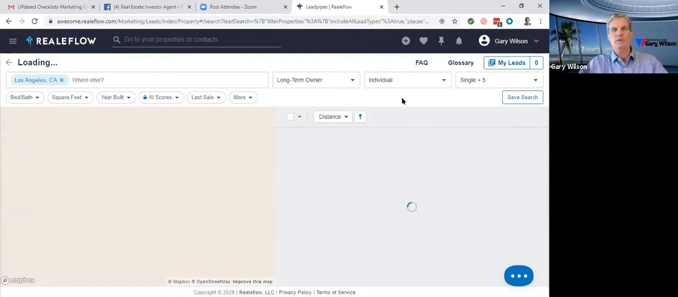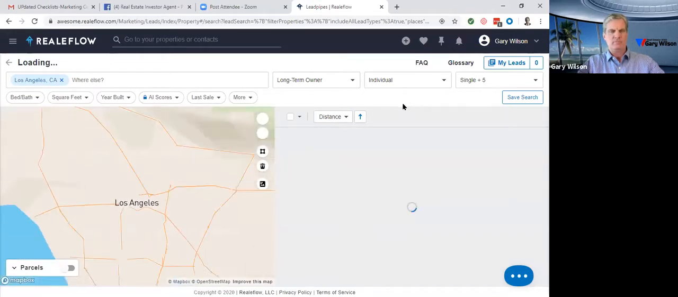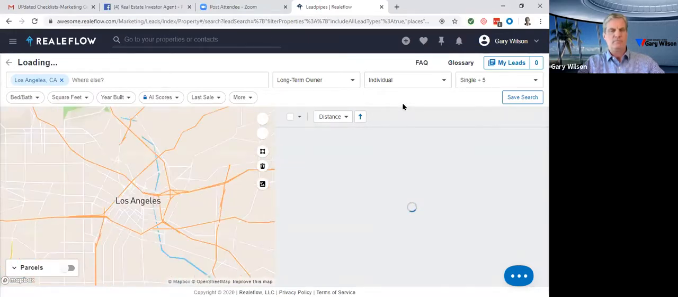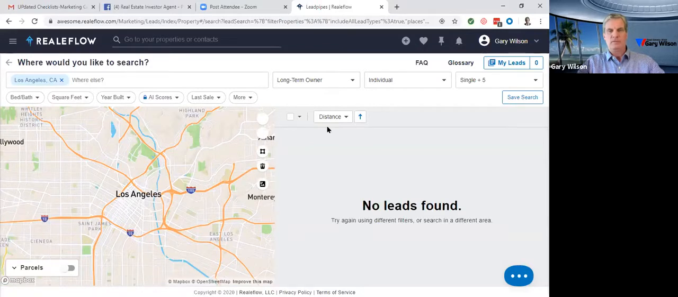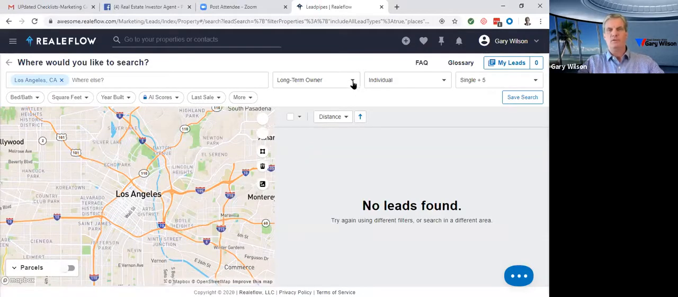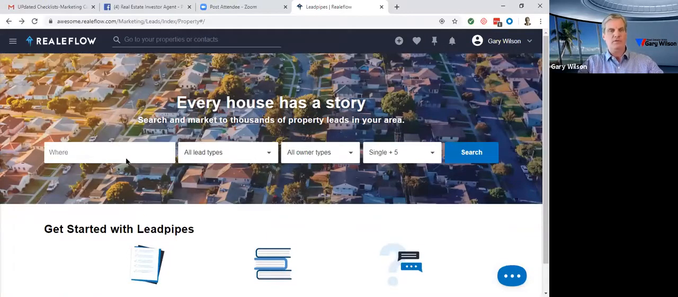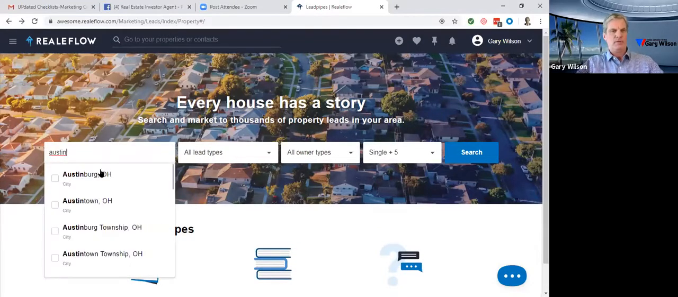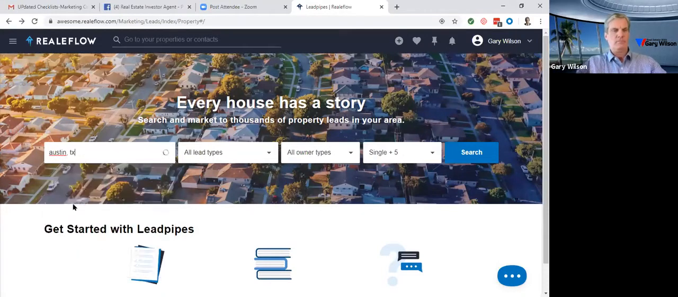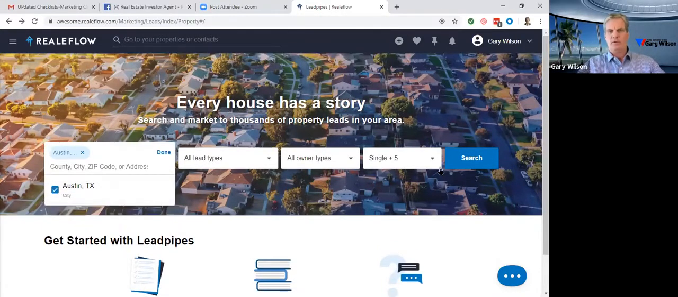So Melanie, we'll go back to Austin. We'll do a search there. Doesn't like that. We got to put more search criteria in there. So let's do all lead types. Let's go back to Austin, Texas. There we go, and hit search. See what we get.